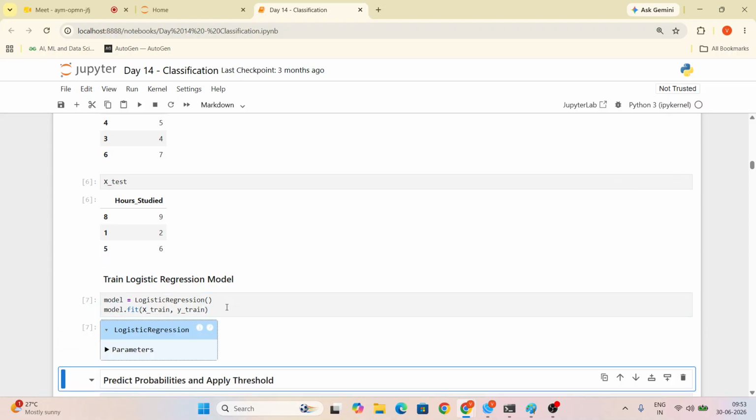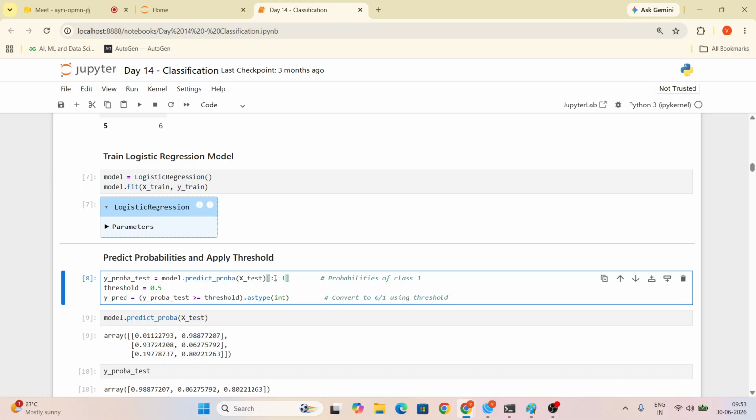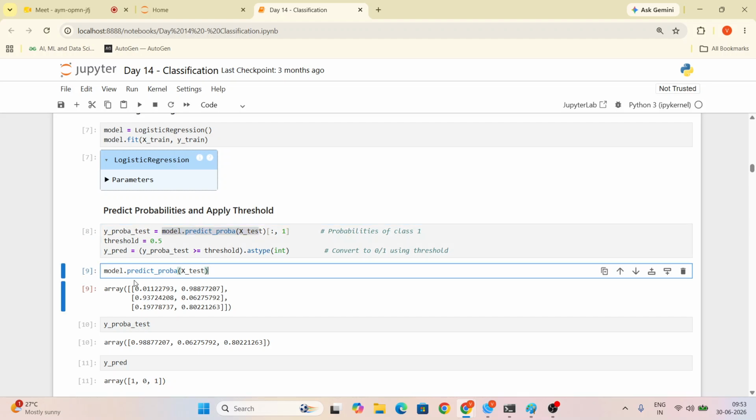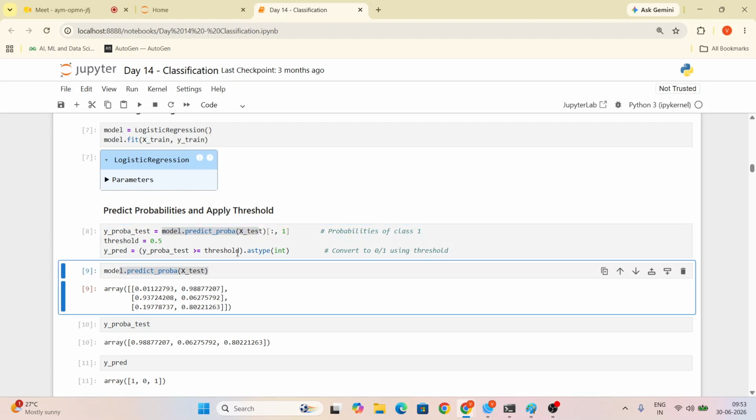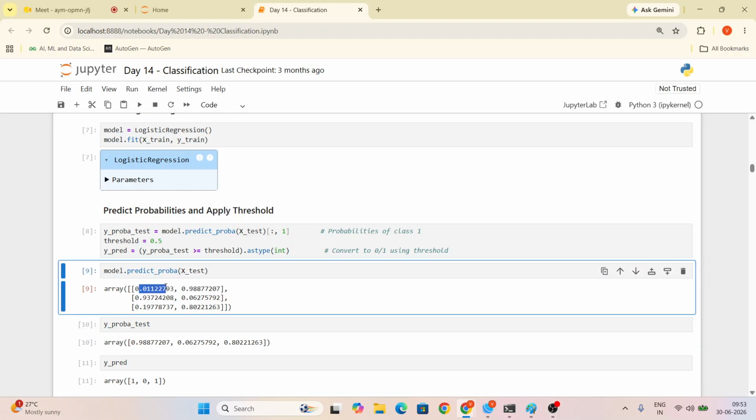You need not memorize the formula, and you can test the probability. Okay, so the predicted probability range should be in this. So now just see the code: model dot predict probability of X test. Now see what is the output here. So this is the zeroth class and this is the first class. So first class is pass, zeroth class is fail.